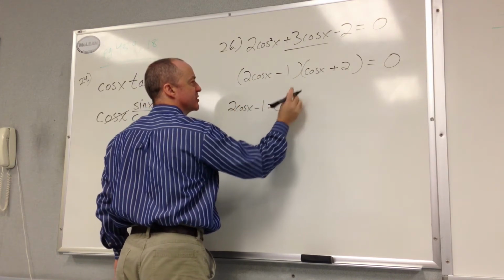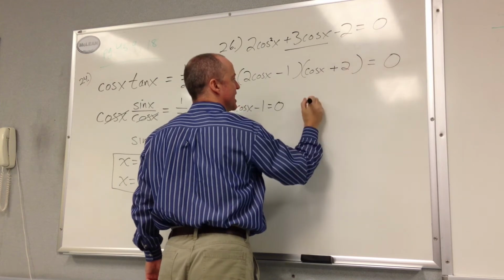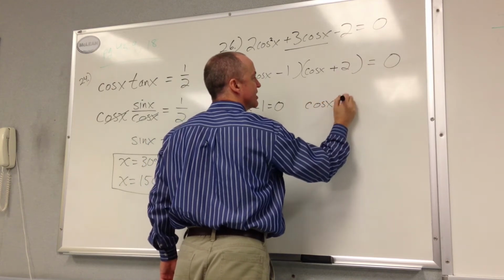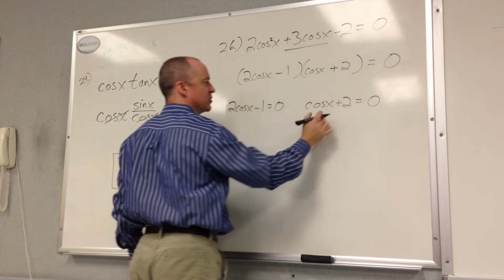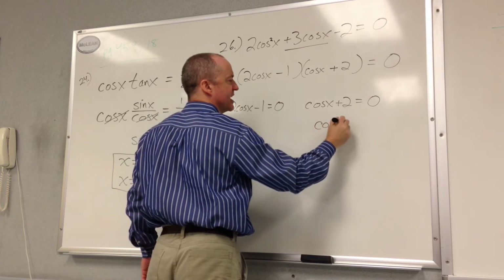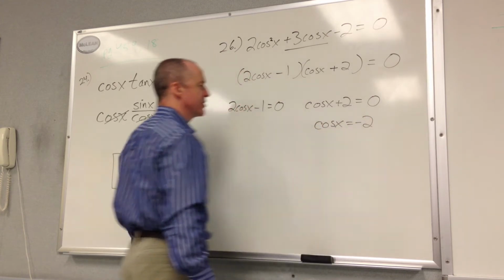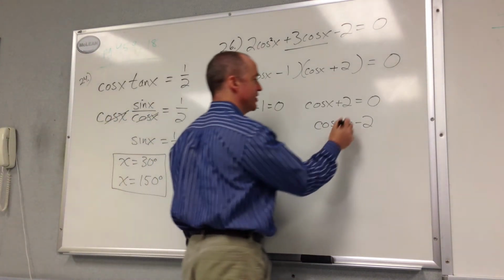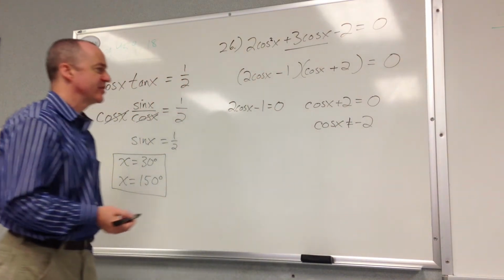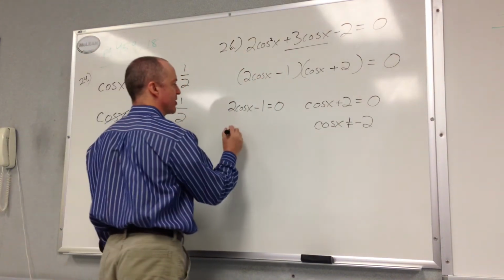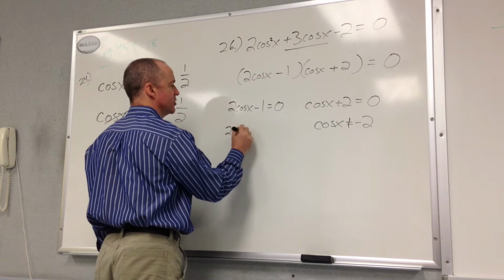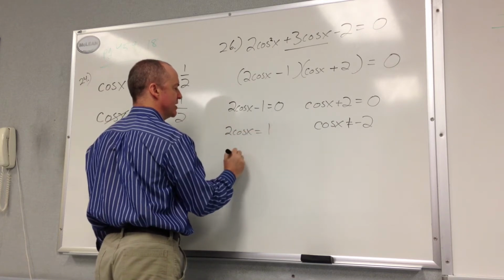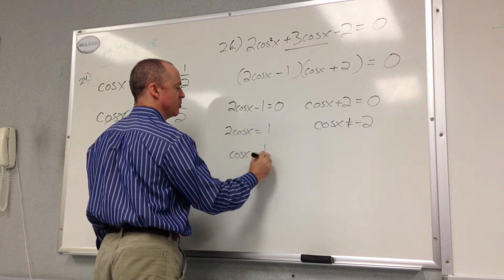If my factors multiplied to anything else, I cannot pull out this trick. I'm going to do this one first. I get a cosine x equal to -2. Does that give me any solutions? No. It's out of the range of the cosine function. This one looks more promising. This will get me 2 cosine x equals +1 and cosine x equals 1/2.